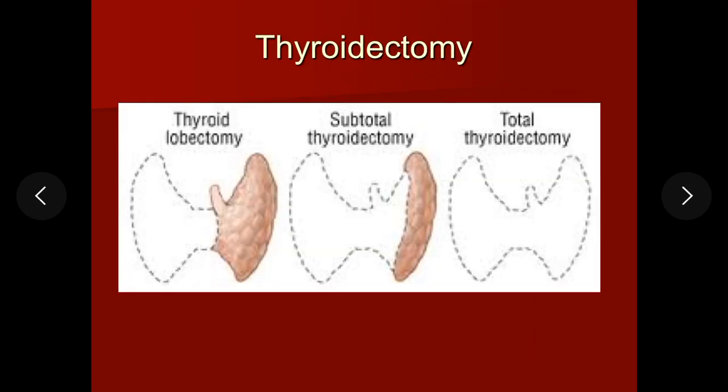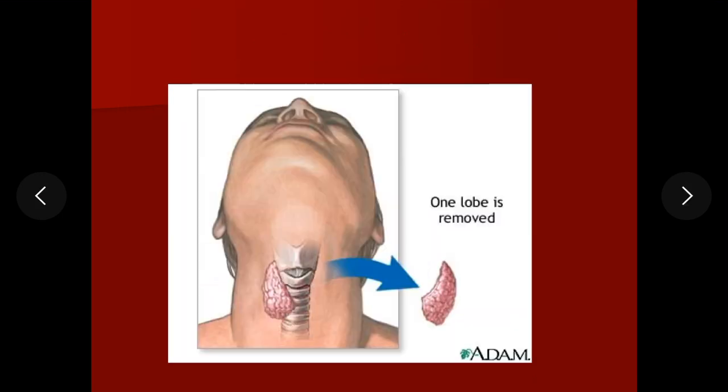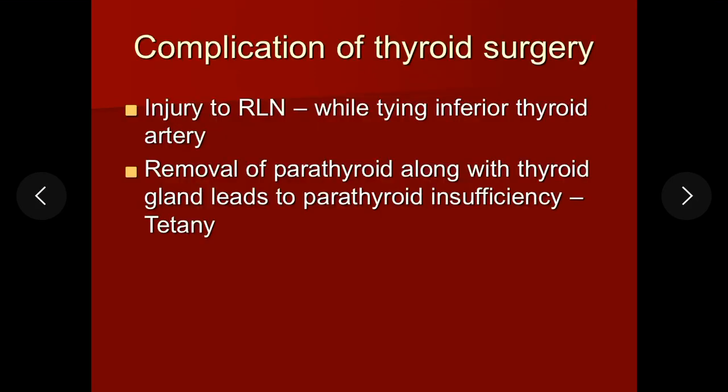And next is thyroidectomy. Different types of thyroidectomy are there. One is lobectomy. In the figure you are seeing, only one lobe is removed. That is what is termed lobectomy. Then you get subtotal thyroidectomy. Then total thyroidectomy, when the whole of the gland is removed. So different types of presentations, lobectomy, subtotal thyroidectomy and total thyroidectomy, are there. Fine. So that is a lobectomy being shown to you.